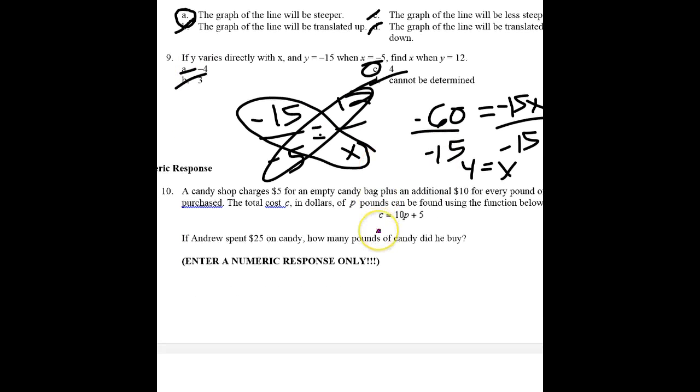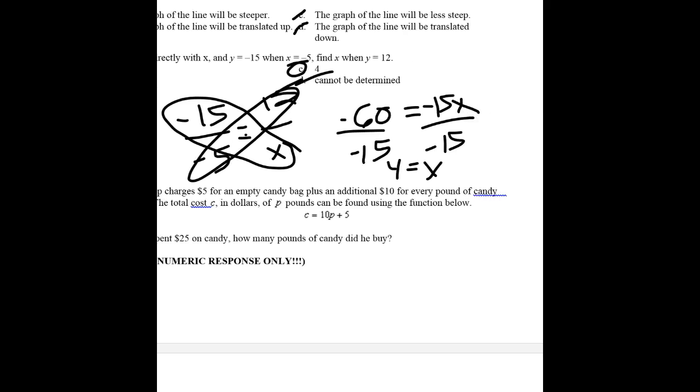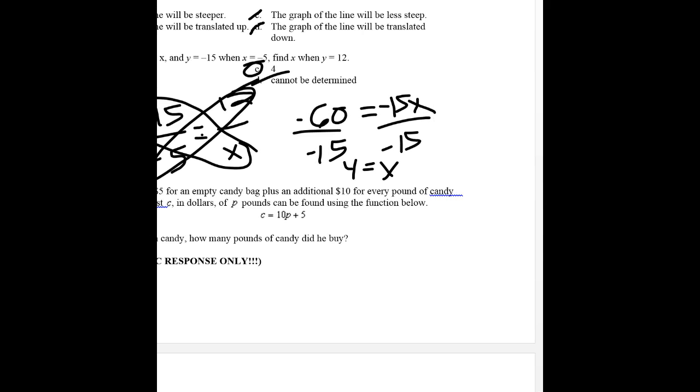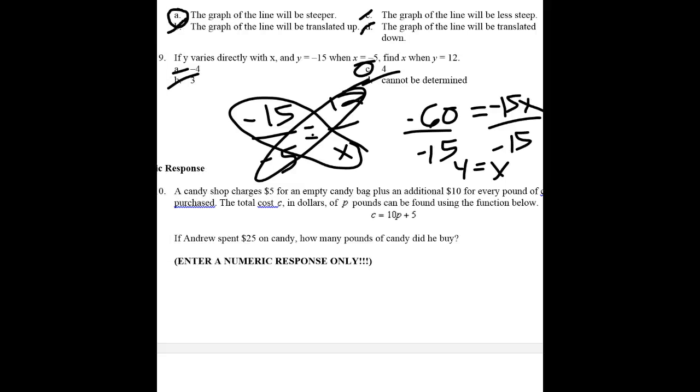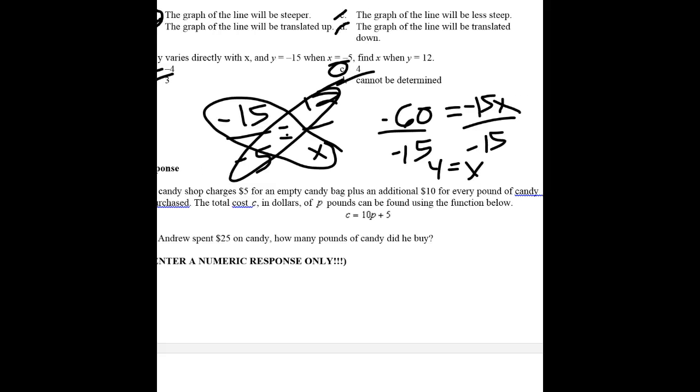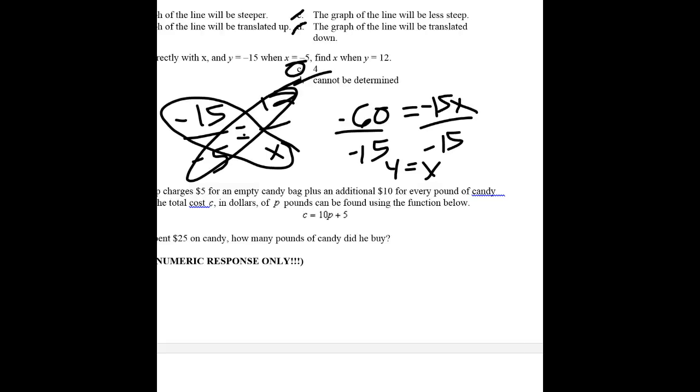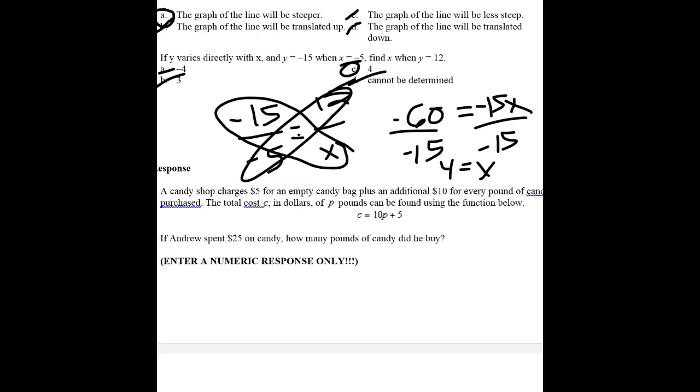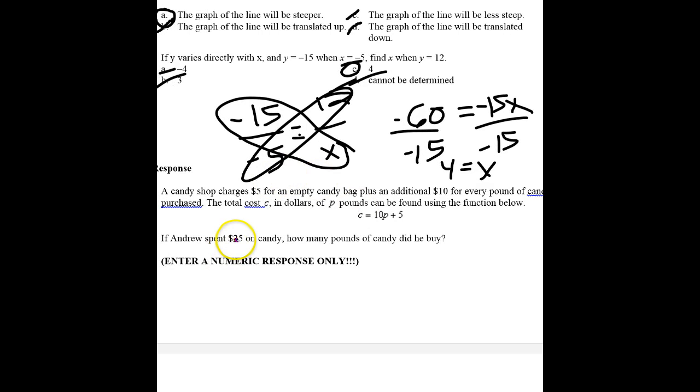Number 10. A candy shop charges $5 for an empty candy bag plus an additional $10 for every pound of candy purchased. The total cost C in dollars of P pounds can be found using the function below. If Andrew spent $25 on candy, how many pounds of candy did he buy? Okay, so we are talking about cost C and pounds P.